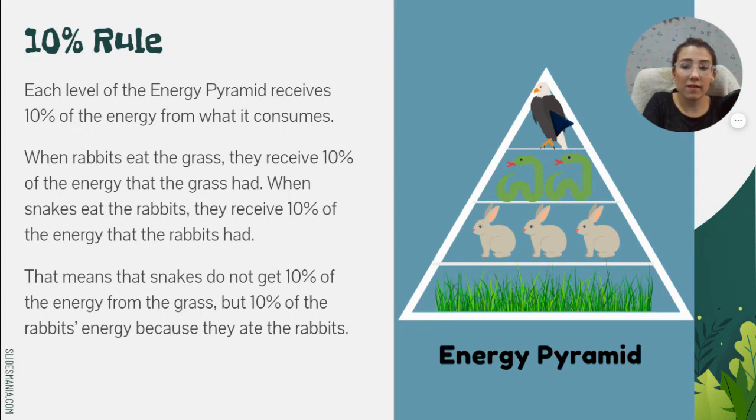Okay? The last one, the eagle, whenever they eat the snake, they get 10% of the snake's energy. They don't get 10% of the bunny or the grass. The eagle ate the snake, so they get 10% of the energy from the snake. Okay? So I will show you in Canvas, I will add this poster with the numbers included. So be sure to add that as a screenshot to your personal notes.